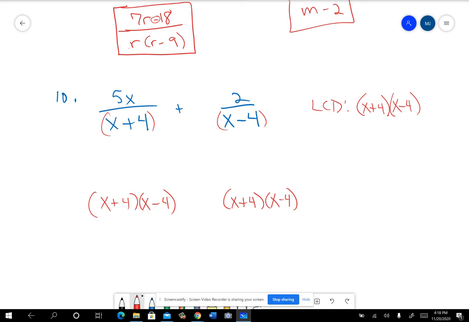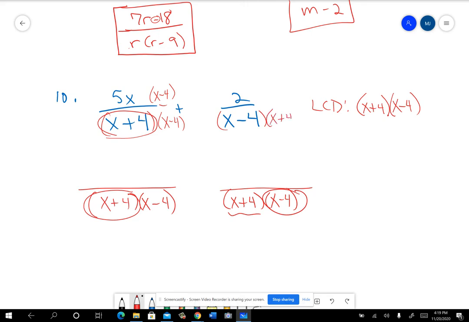Do you notice how I already have the x plus 4? So what I need here is an x minus 4. If I put that on the bottom, I need to multiply the top by that. Otherwise, I'm just arbitrarily changing the problem. Then look at the second fraction. I already have the x minus 4. What I need is the x plus 4. If I multiply the denominator by x plus 4, I've got to multiply the numerator by x plus 4.